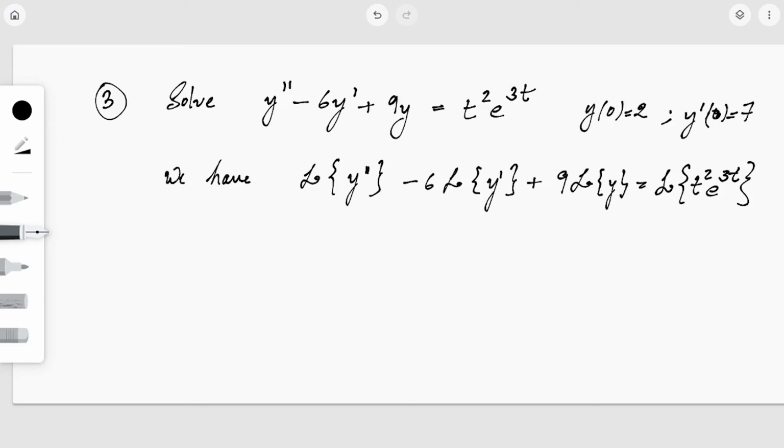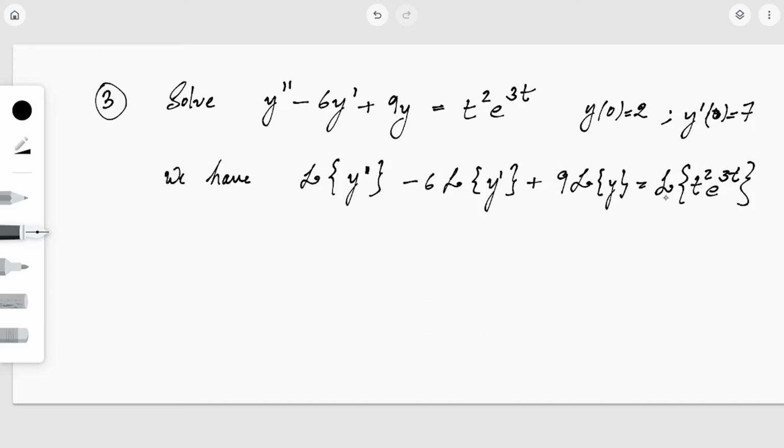Okay, so solving such initial value problems, we'll have to use the first translation theorem as well as its inverse form also, because here we'll have to use a translation theorem, right? The exponential multiple of a known function. T square is a known function. We are applying the exponential multiple. So what will it be?